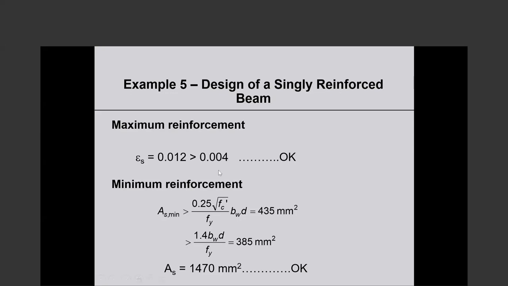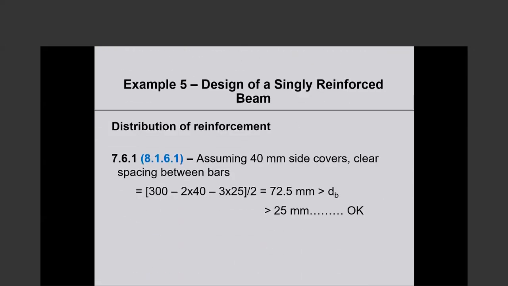Minimum reinforcement given by this expression, except that we cannot go below that. This expression gives us 435 square millimeters, the other one 385 square millimeters. That obviously governs. I'm sorry, the larger number governs. We cannot go below 435 square millimeters. We have provided 1470, so we are well above the minimum reinforcement that is required for our beam to behave as a reinforced concrete beam rather than a plain concrete beam.